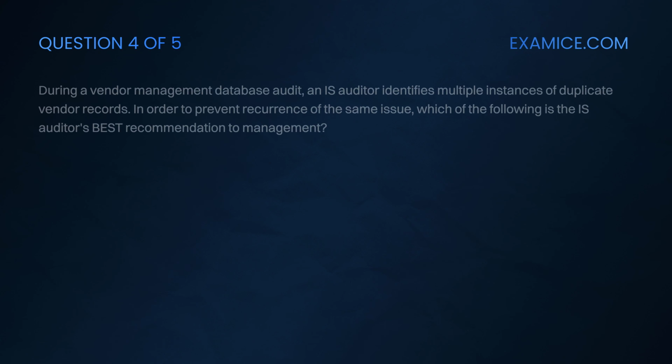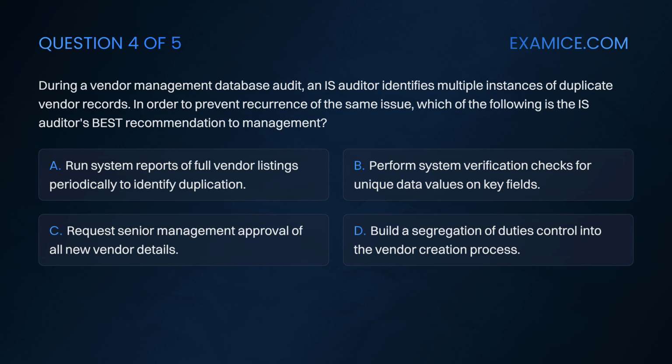Question 4. During a vendor management database audit, an IS auditor identifies multiple instances of duplicate vendor records. In order to prevent recurrence of the same issue, which of the following is the IS auditor's best recommendation to management? Option A, run system reports of full vendor listings periodically to identify duplication. Option B, perform system verification checks for unique data values on key fields. Option C, request senior management approval of all new vendor details. Option D, build a segregation of duties control into the vendor creation process.